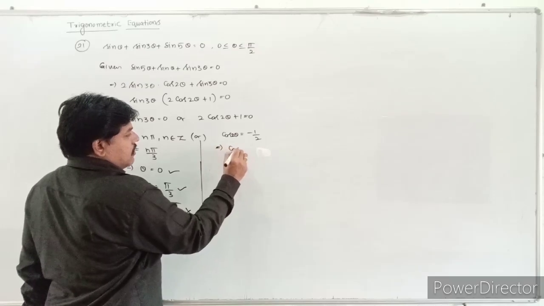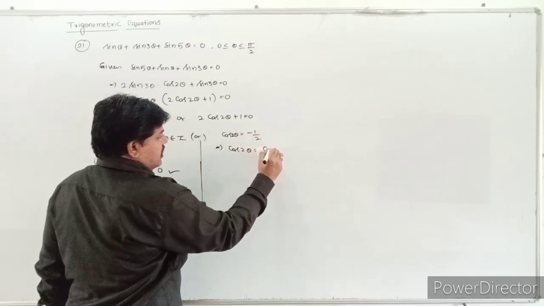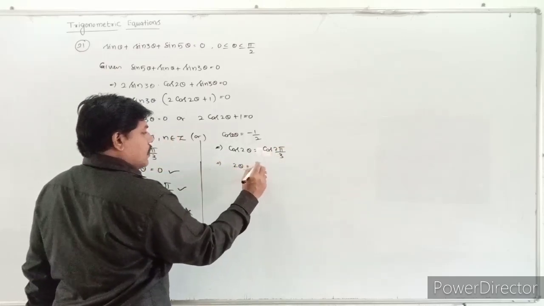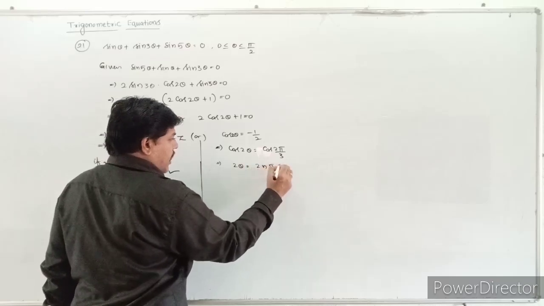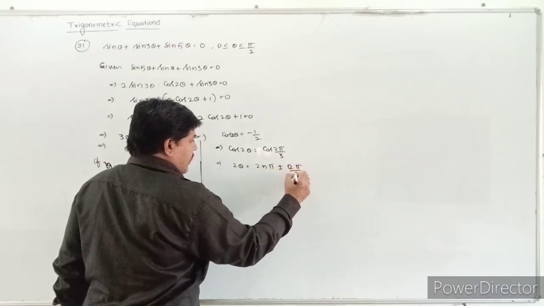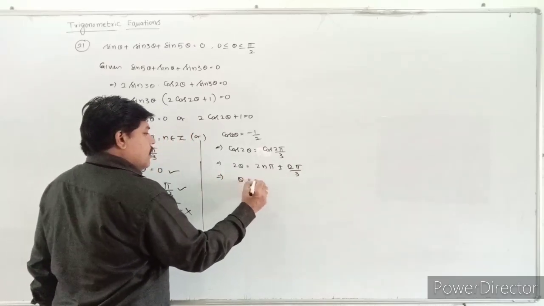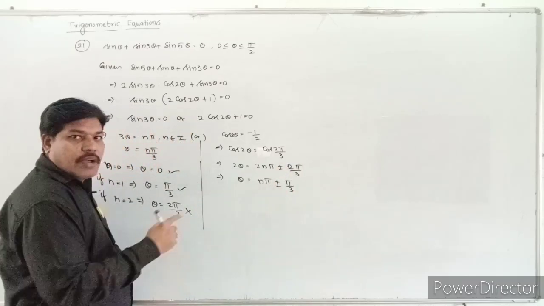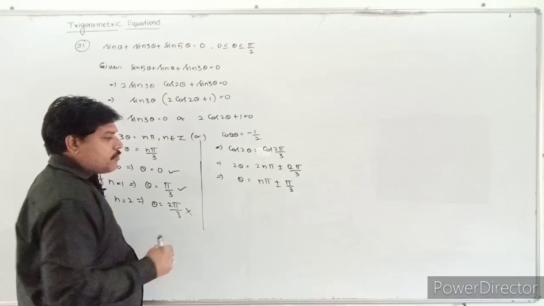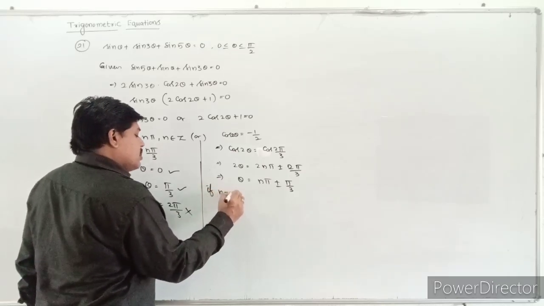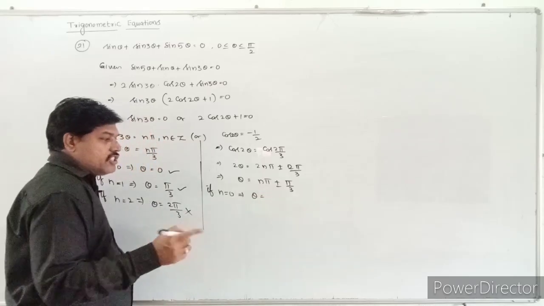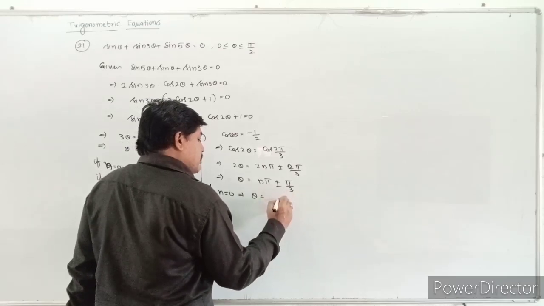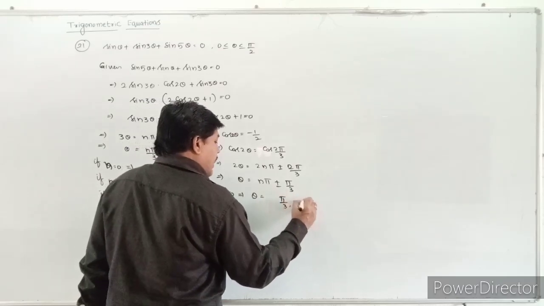Similarly, for 2 theta, cos 2 theta is equal to minus 1 by 2, which is cos of 2 pi by 3. So 2 theta is equal to 2n pi plus or minus 2 pi by 3. If you cancel the 2, theta will become n pi plus or minus pi by 3. If n is equal to 0, what is the value of theta? If n is equal to 0, theta value is plus pi by 3, comma minus pi by 3.